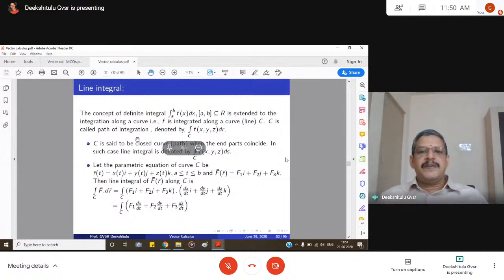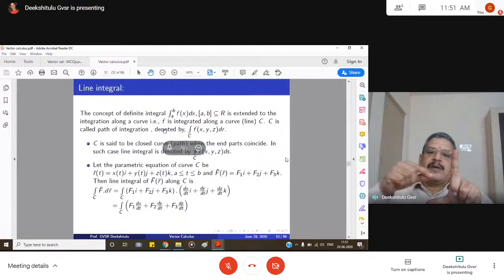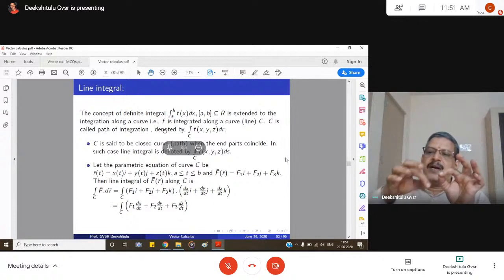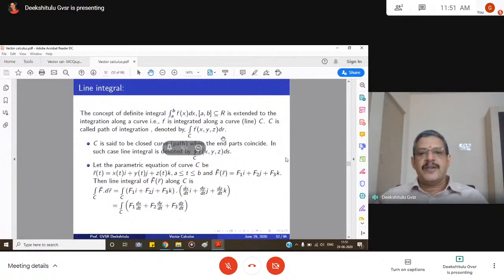The concept of definite integral of f of x dx, a, b belongs to R, is extended to the integration along a curve. That means in a plane we have a curve like this, and we integrate along this curve now. These are the endpoints of the curve. Between these two endpoints, I have a curve like this, and now I want to integrate the given function along this curve. That is given by integral over C of f of x, y, z dr. C is the given curve.